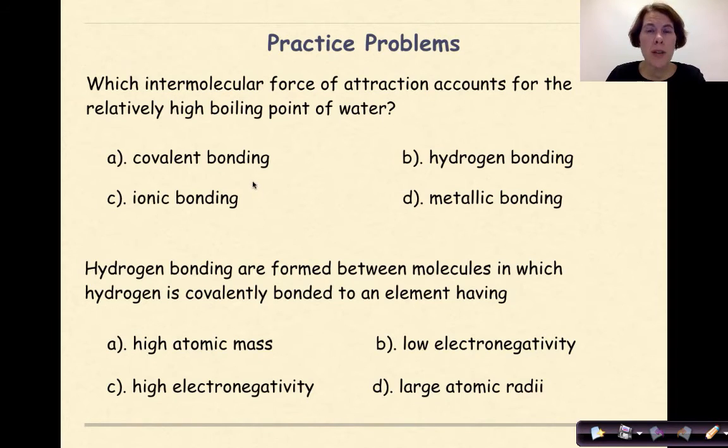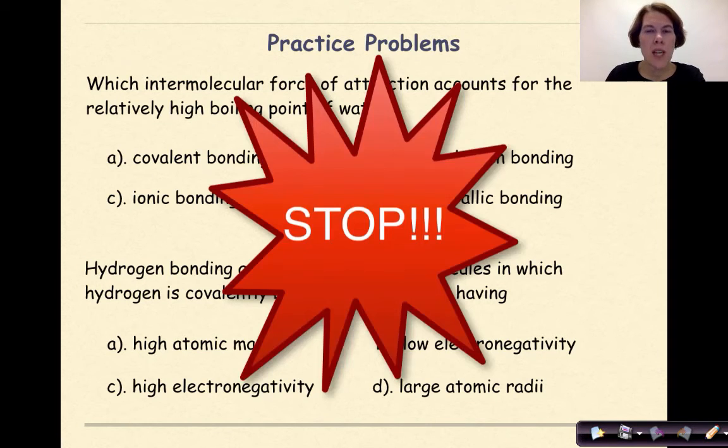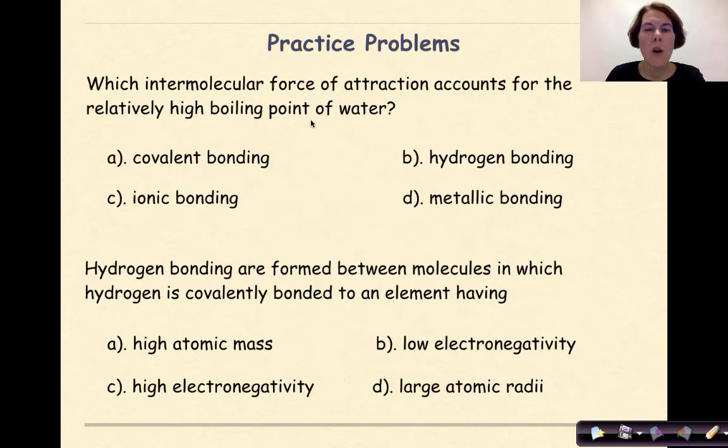Now let's try some practice problems. Which intermolecular force of attraction accounts for the relatively high boiling point of water? So stop, take a moment, look at the answers, choose one, and come back. Welcome back. Let's look at the answers. Covalent bonding, hydrogen bonding, ionic bonding, and metallic bonding.